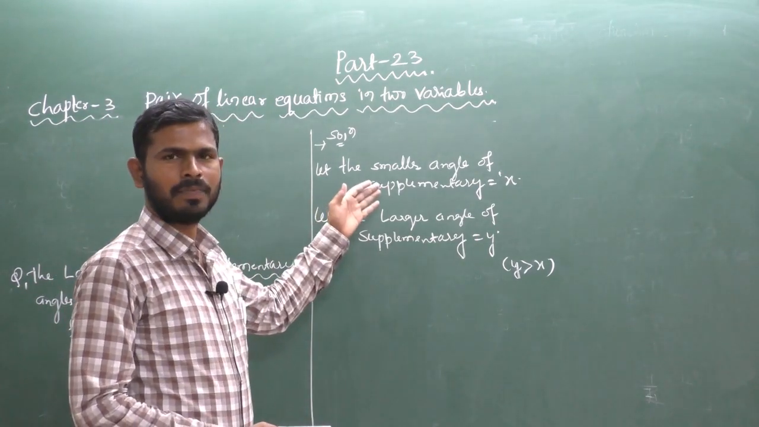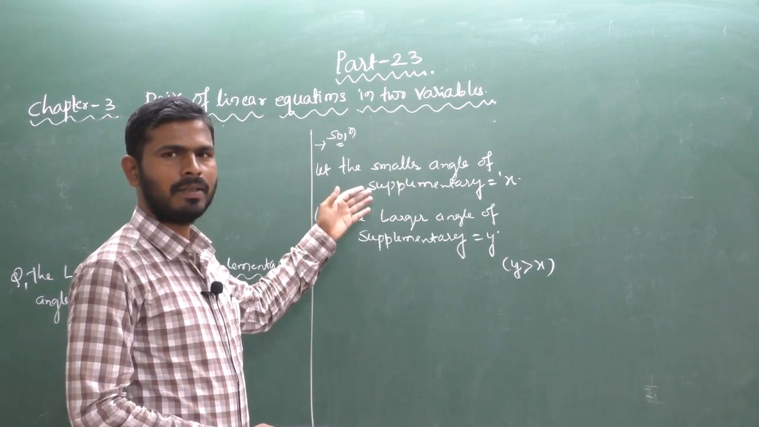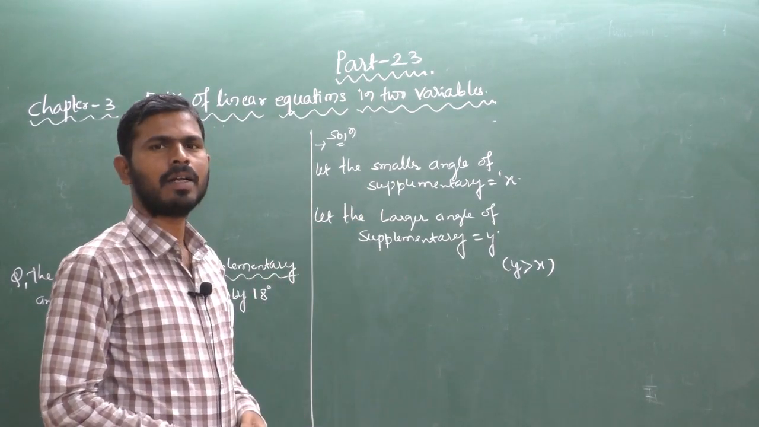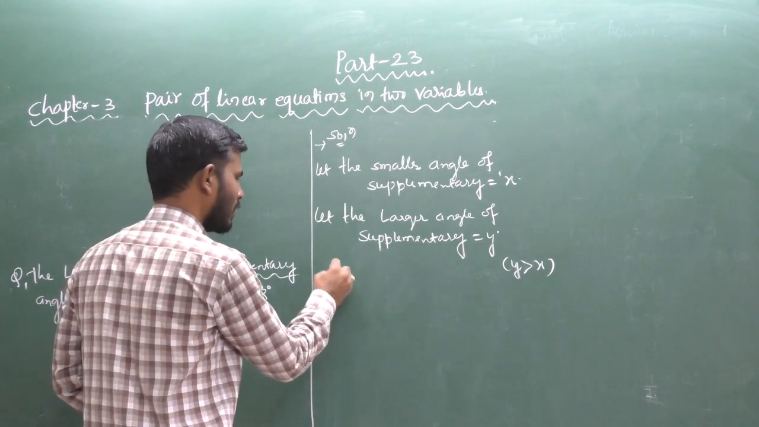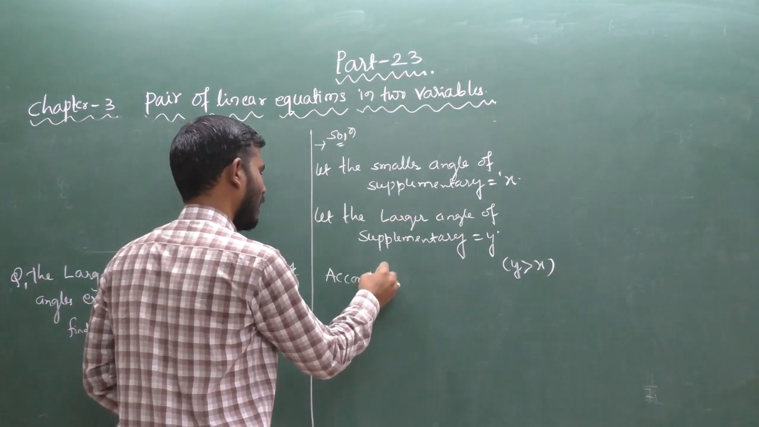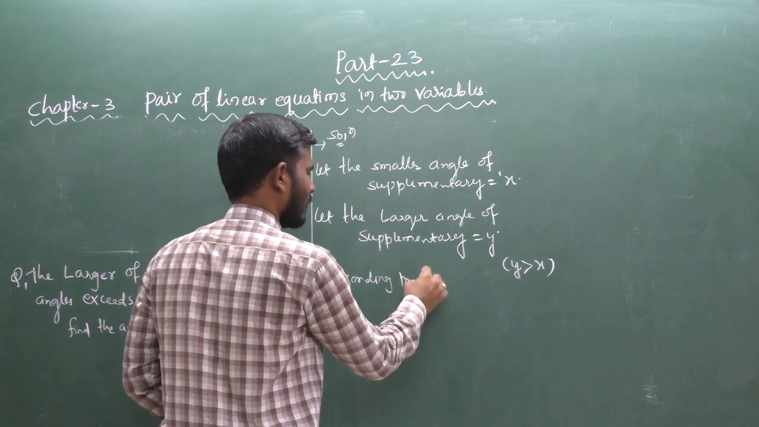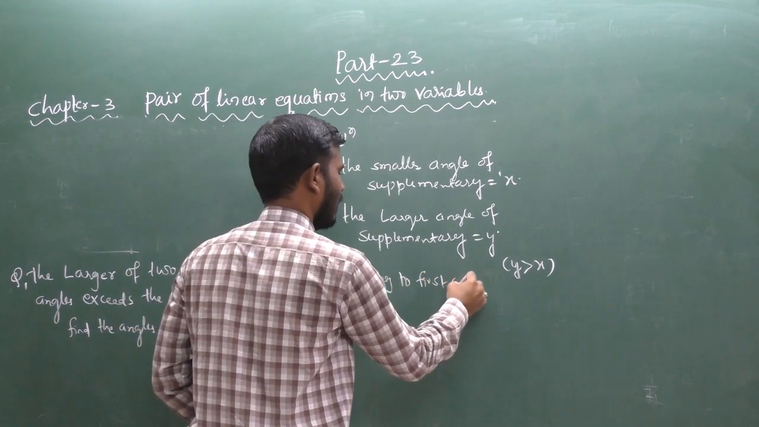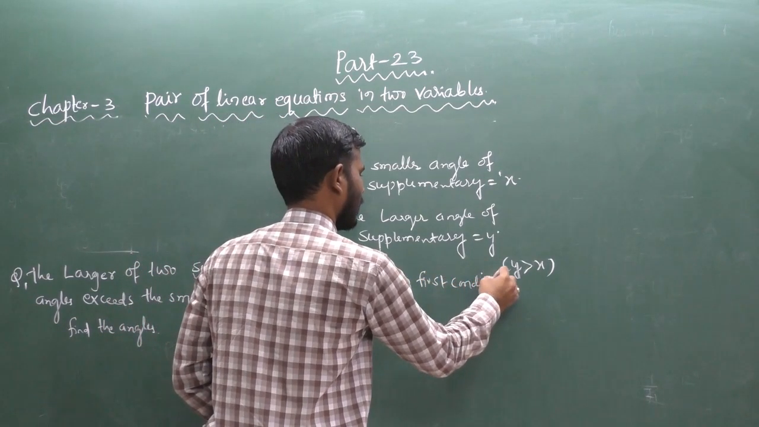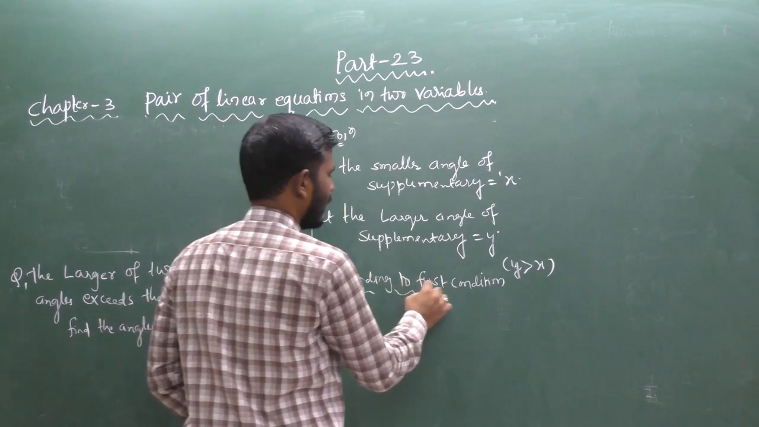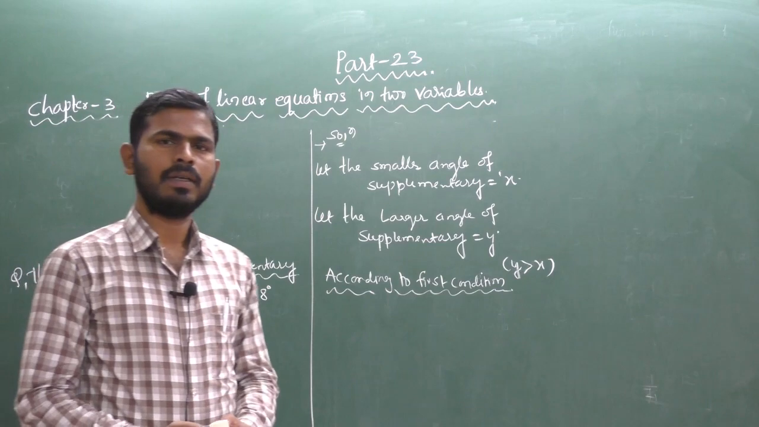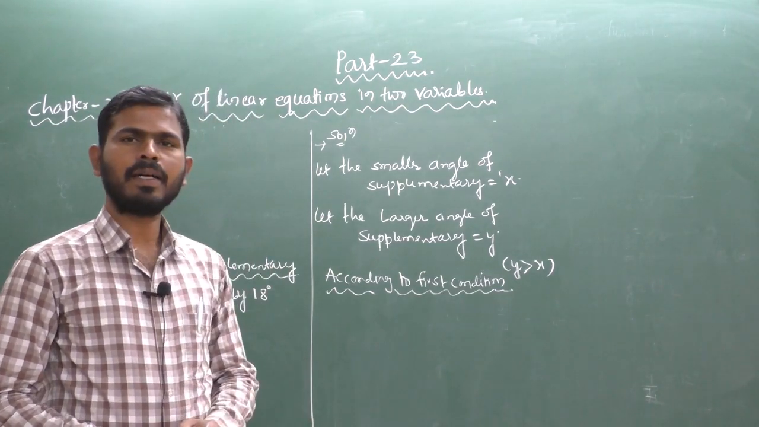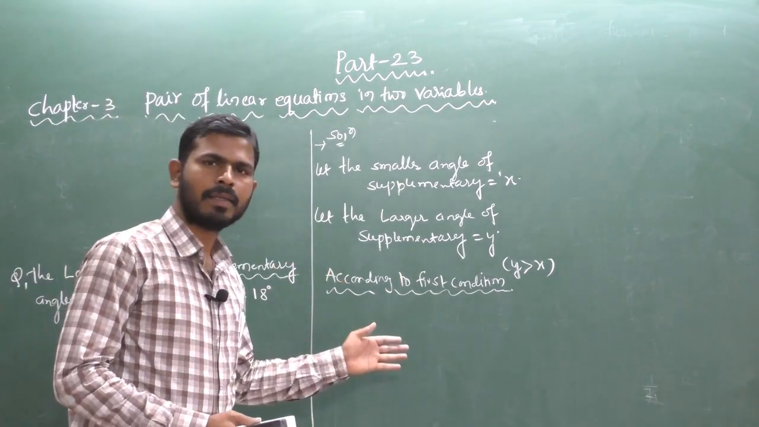In the exam also, you have to write systematically. First you have to write what is given. Next you have to write according to the first condition and second condition. Next you have to solve. First, write here: according to the first condition. Don't write it directly, because there is a chance of losing marks in the exam. That's why I write in a systematic manner.